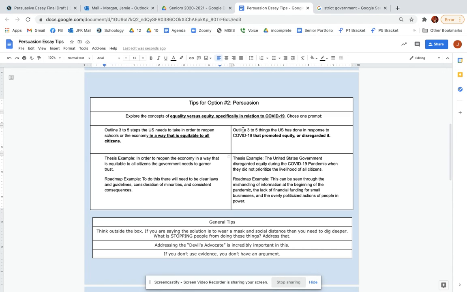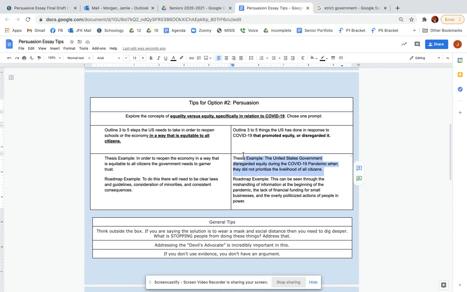Now, on this other end, outline 3 to 5 things the U.S. has done in response to COVID-19 that promoted equity or disregarded it. So I want to talk about how it disregarded it, and now I want to think of the overall idea. What happened that proved that our equality or equity was disregarded? The United States government disregarded equity during the COVID-19 pandemic when they did not prioritize the livelihood of all citizens.